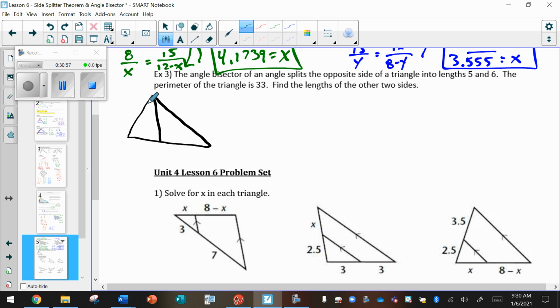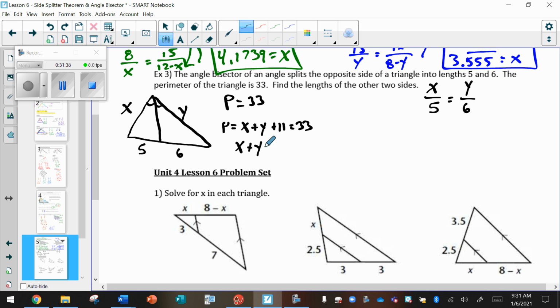So I make a triangle, sketch in an angle bisector. The angle bisector of an angle splits the opposite side of the triangle into lengths 5 and 6. The perimeter of the full triangle is 33. Find the other missing sides. My proportion is going to come from x over 5 and y over 6. And then because the perimeter is 33, perimeter comes from adding all the sides of the triangle together, and that equals 33. So that means that x plus y have a sum of 22.